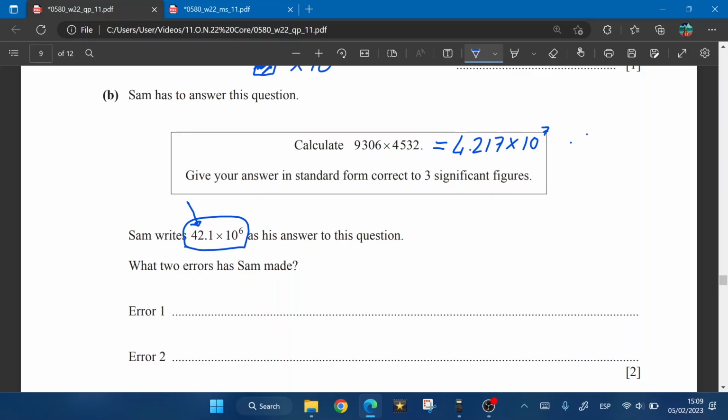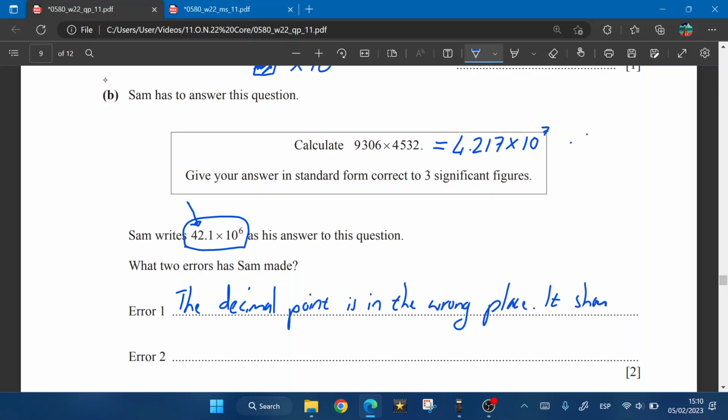So we need to put that in words. What has he done wrong? He's written 42.1 instead of 4.2. He's put the decimal point in the wrong place. So you can write that if you want. Let's do that. Writing the correct answer there is very important, so they know what you mean.